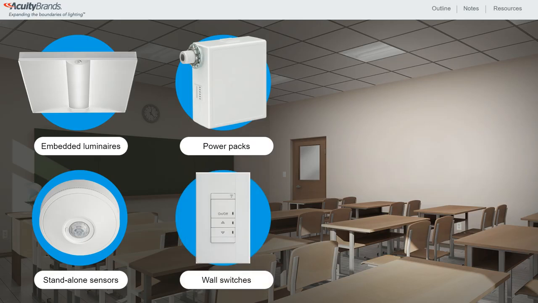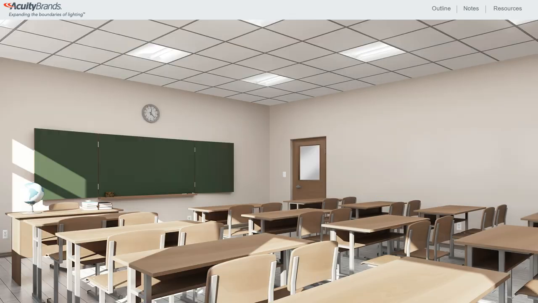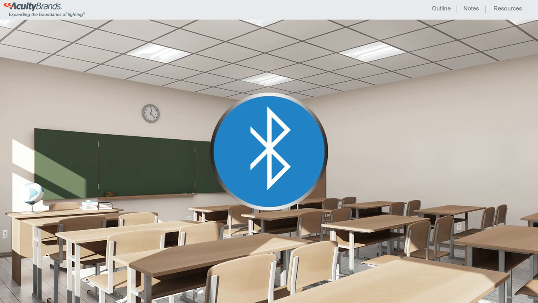After your nLight Air devices, which consist of embedded luminaires, power packs, standalone sensors, and wall switches, are installed and powered up, download the free Clairity Pro mobile app from the App Store or the Google Play Store to get started. Once the app has been installed, ensure that Bluetooth is enabled on your mobile device.